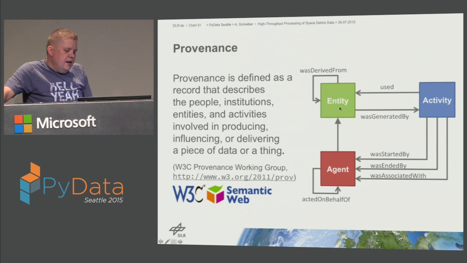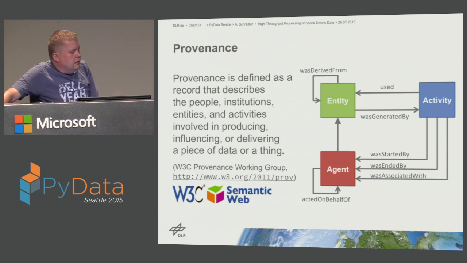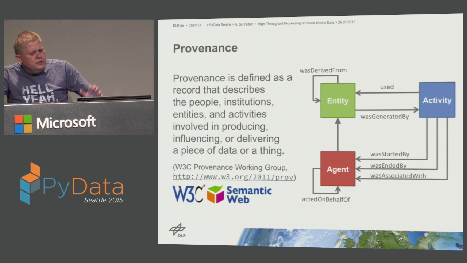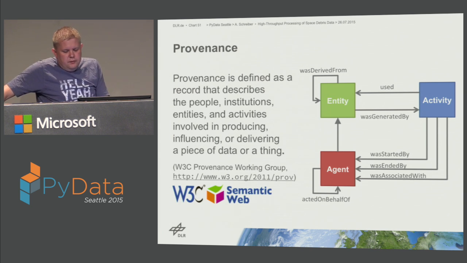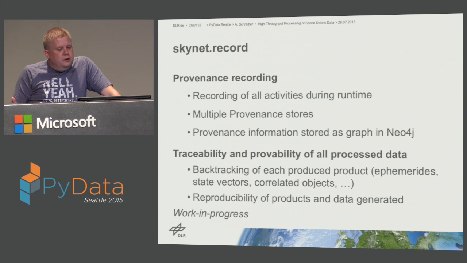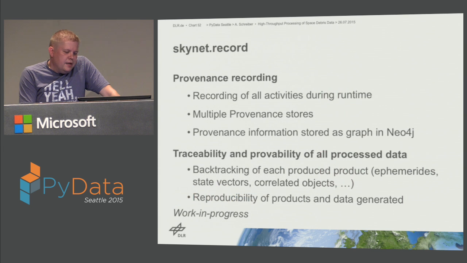And then we define the process that we have with some kind of a provenance model, and if you're running a process, we can store information about the running process in this data model. This is a standard from the W3C consortium, from the semantic web field. And what we are doing in Skynet is provenance recording. We record all activities during runtime. We can support multiple provenance stores. Provenance stores actually are Neo4j graph databases, because the provenance model itself is a graph, a directed acyclic graph, and we naturally use a graph database for that.